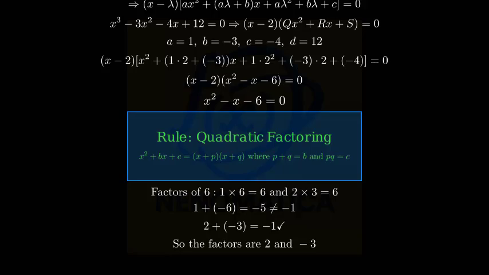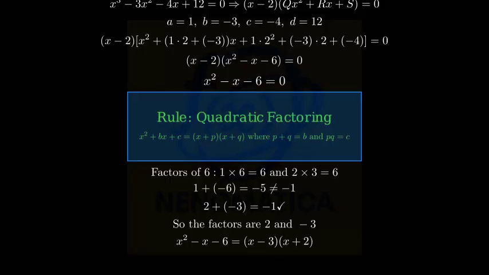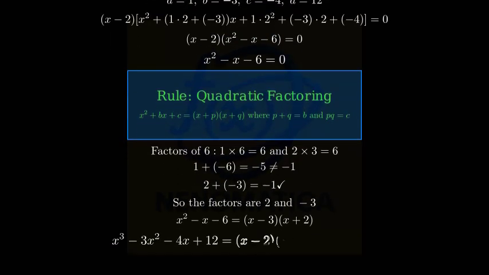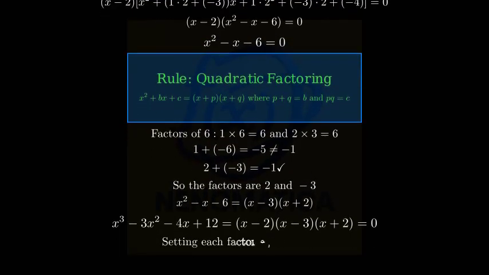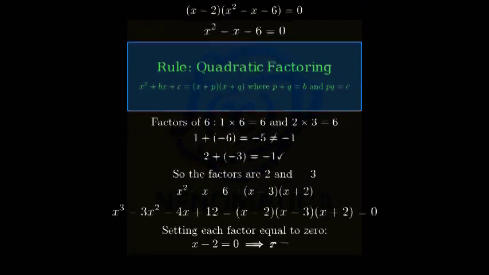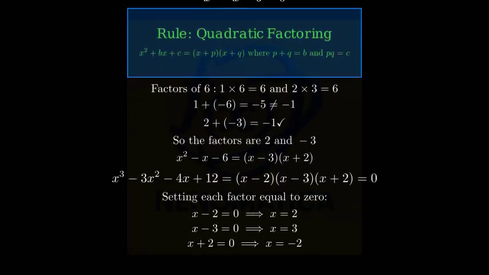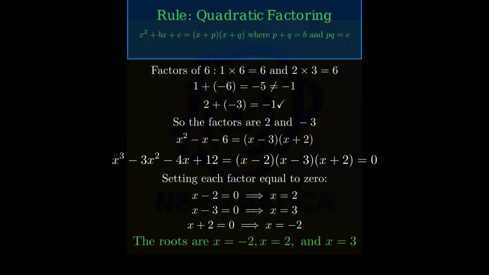This means we can factorize the quadratic as (x - 3)(x + 2). Now that we have fully factorized our cubic equation, we can write it as (x - 2)(x - 3)(x + 2) equals 0. Setting each factor equal to 0, we get our three solutions: x equals 2, x equals 3, and x equals negative 2. Therefore, the roots of the cubic equation x cubed minus 3x squared minus 4x plus 12 equals 0 are x equals negative 2, x equals 2, and x equals 3.